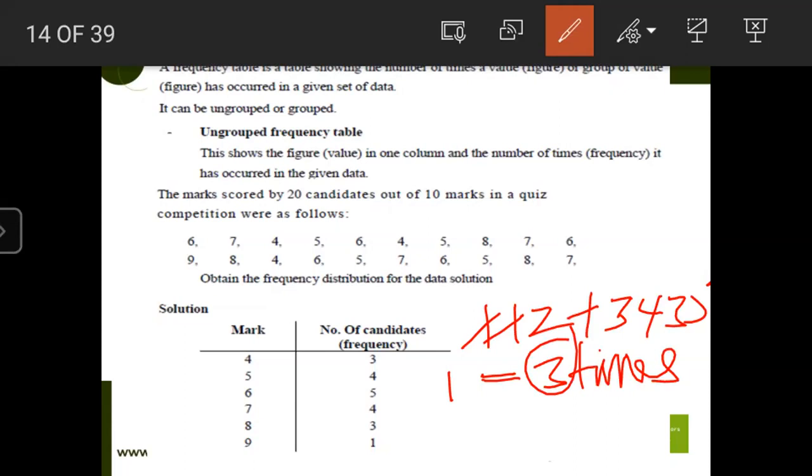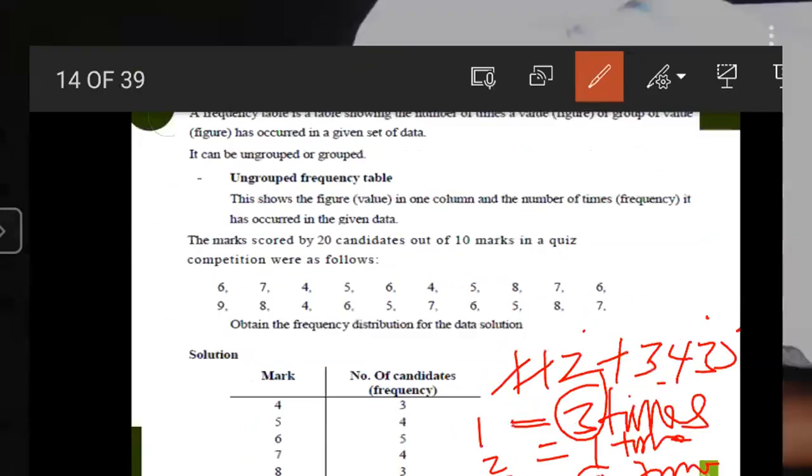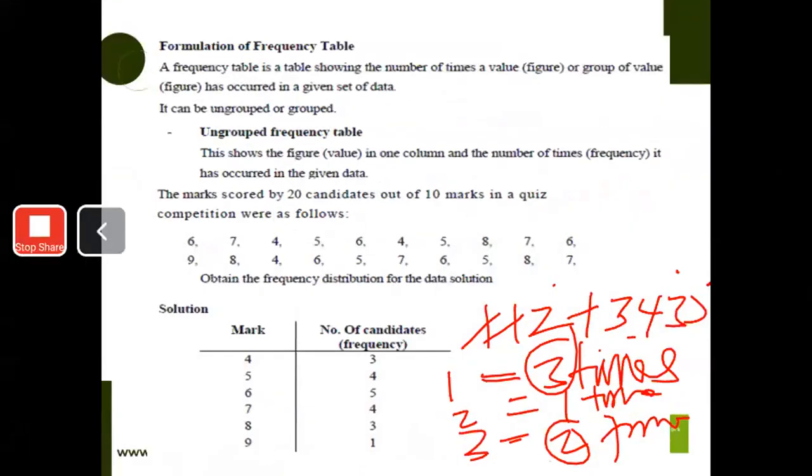How many times does 2 occur? You only have 1 time. So the frequency of 2 is 1. How many times did 3 occur? 1, 2, 2 times. The frequency of 3 is 2. How many times did 4 occur? 1. The frequency of 4 is 1. How many times did 5 appear? 1. The frequency of 5 is 1. That's what we call frequency. I hope and believe it's clear, right? If the answer is yes, that is frequency.